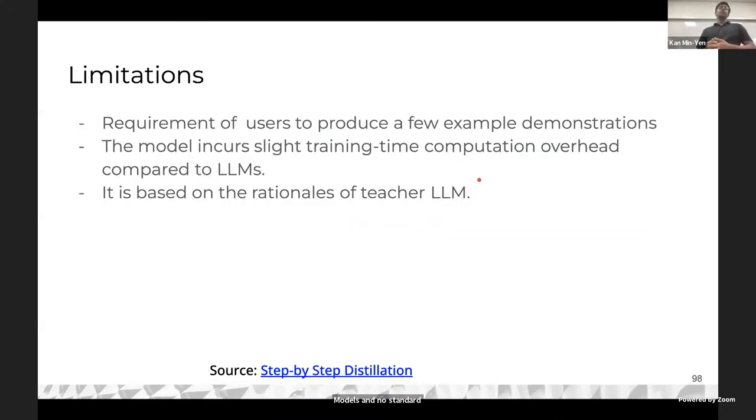There are some limitations, like during the pre-training process, they require users to produce a few example demonstrations. The model incurs slight training time computational overhead, but that is only during pre-training. And there can be a lot of reasoning limitations, such as the rationales produced by large language models. Sometimes they're not on par, and they can't replace human rationales, but human rationales are expensive and hard to come by. So that's why they have used it. And that's the whole point of it, that it is based on rationales of the teacher.